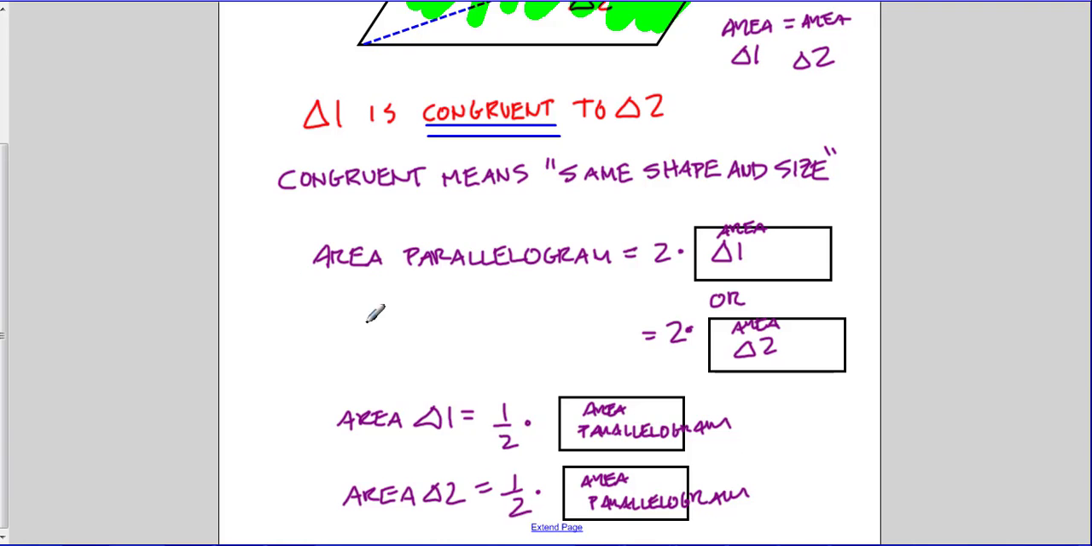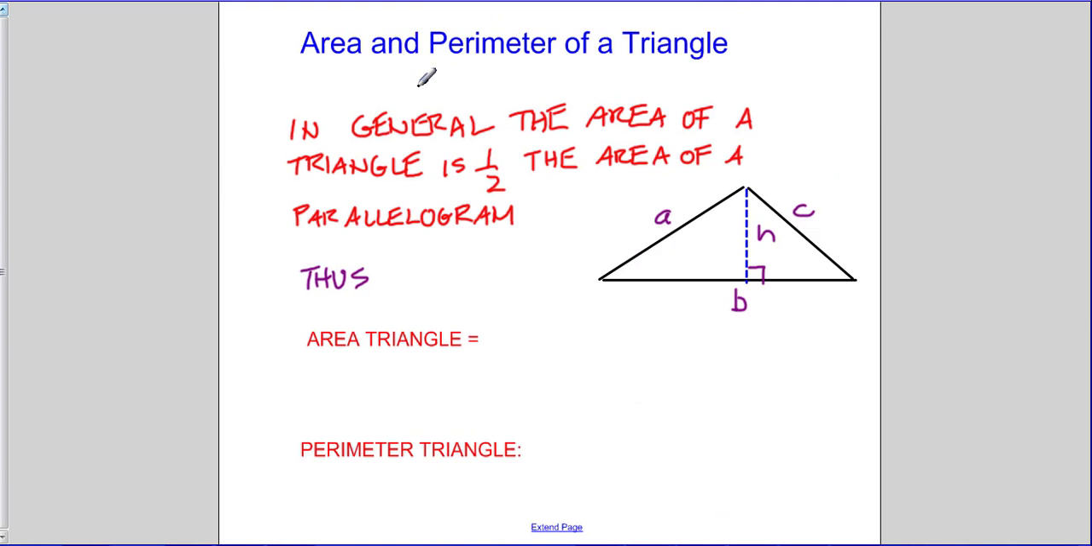Now extending this idea, in general the area of a triangle is 1/2 the area of a parallelogram. Thus the area of a triangle is 1/2 times base times height, because the area of a parallelogram is base times height. Then the perimeter is the distance around a triangle. Based on my diagram, it's going to be the sum of the sides, so it's going to be A plus B plus C.